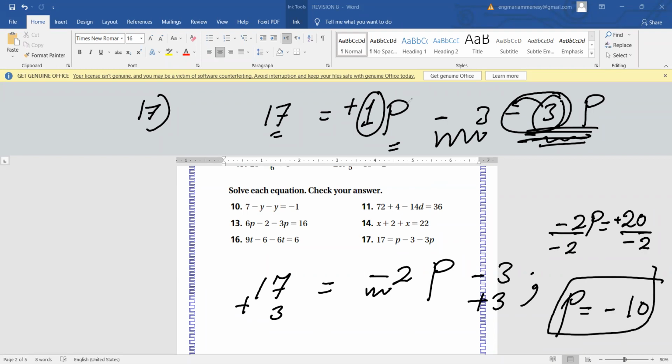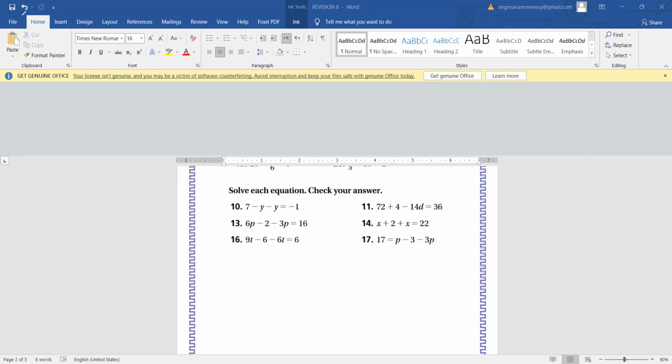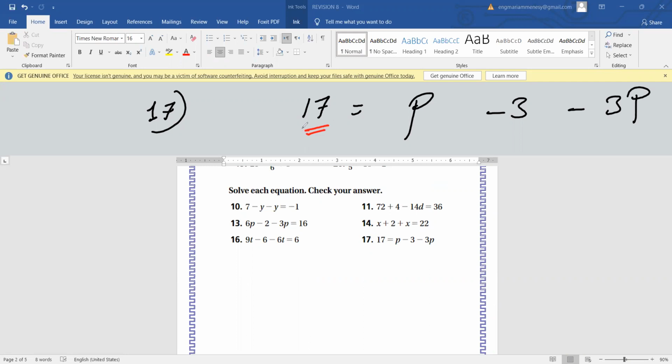Again? Explain again? Yes. Okay, Rinette. Number 17, Rinette. I have 17, and p minus 3 minus 3p. Which like term is it, Rinette? Do I have any variables here? No. What is the variable on one side? Okay. I have here coefficient 1. Here, minus 3. 1 minus 3. The answer will be what? Negative 2.